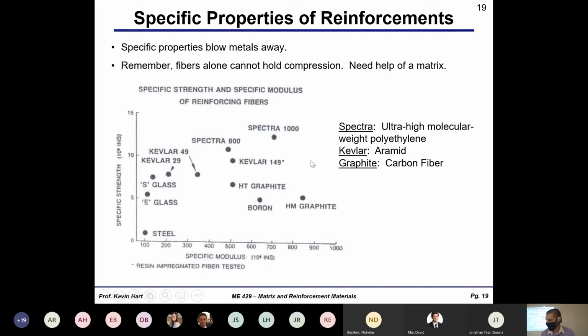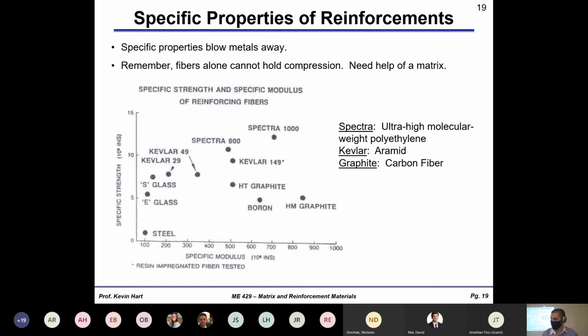So here are some good examples. On this particular gamut are all the different types of reinforcement I've talked about. Kevlar being a polymeric reinforcement, a polymer fiber. S-glass, E-glass, these are ceramic type fibers. A glass is a ceramic. And just for comparison, you see where steel falls relative to these other reinforcement phases.